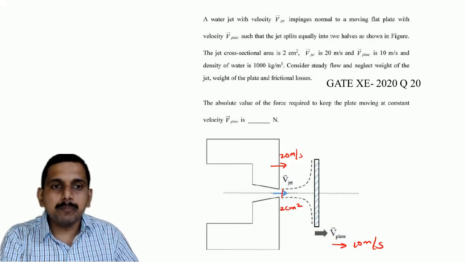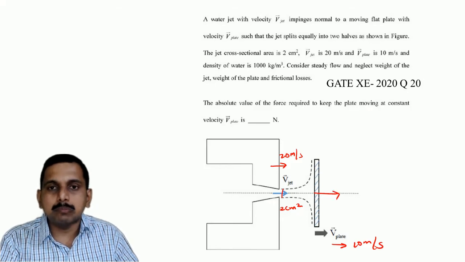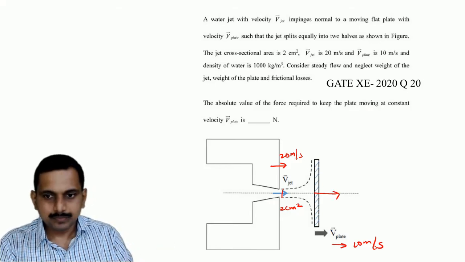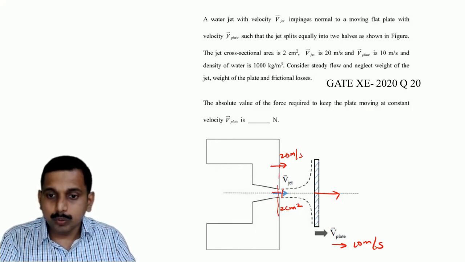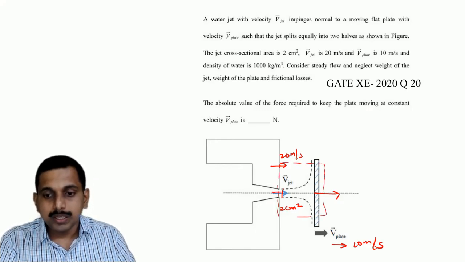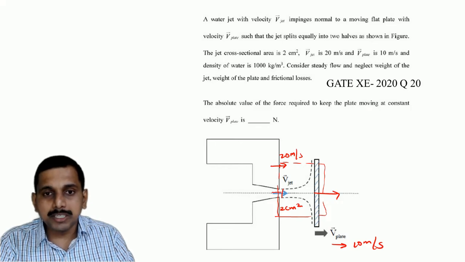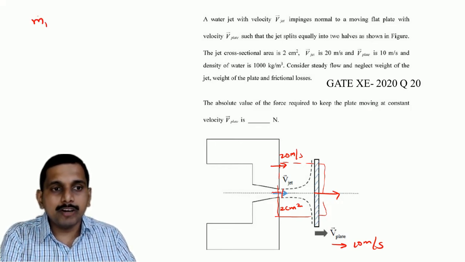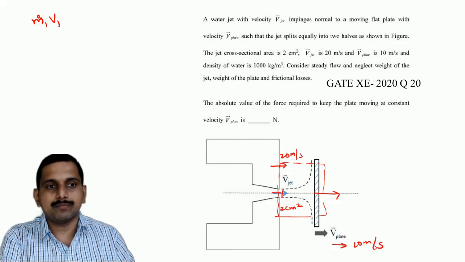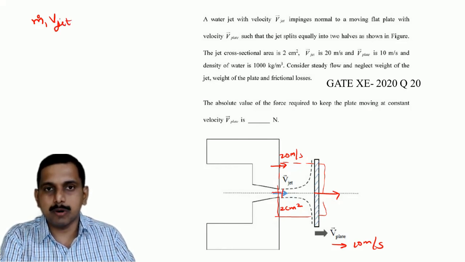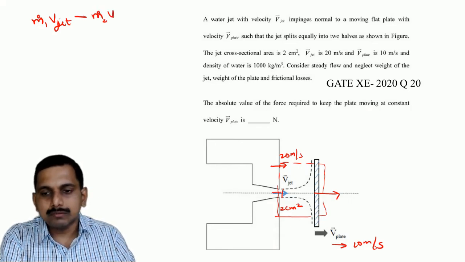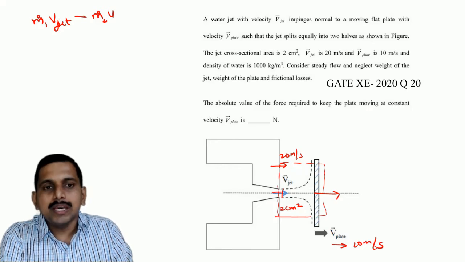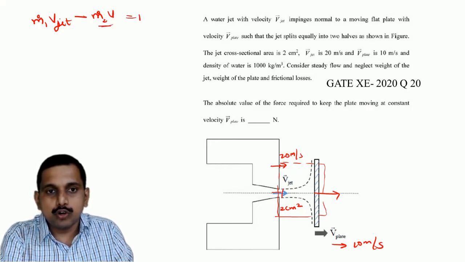Now what is important in this direction? What is the momentum transfer? If we take this as the control volume, what is the momentum coming in? It is m1 dot into v1, or here v jet is the momentum coming in. What is the momentum going out? Momentum going out is m2 dot into v. Which v? This v, this is the force on the fluid.